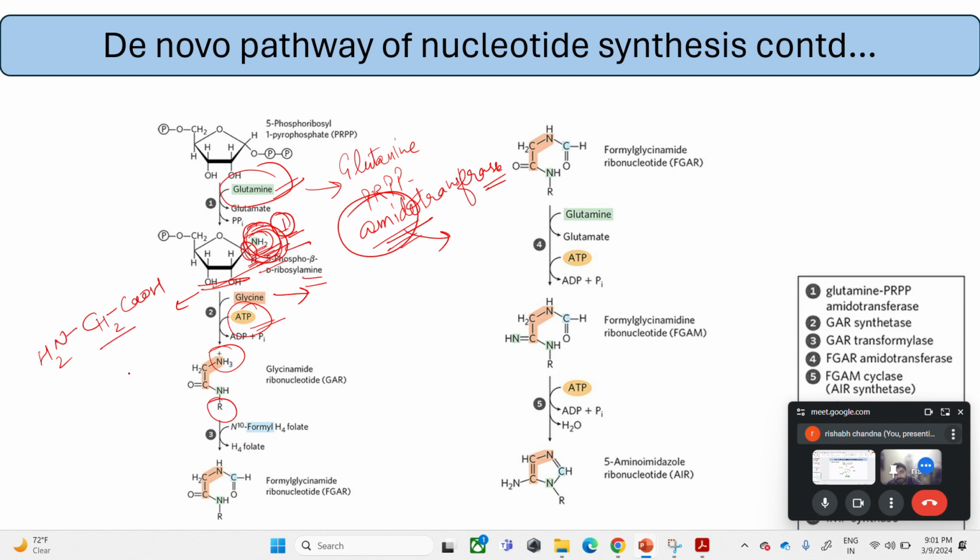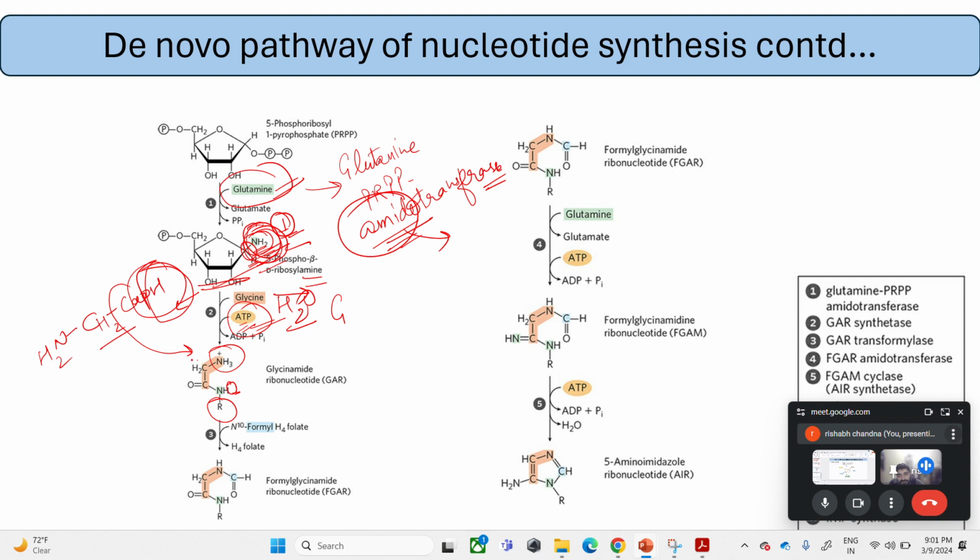CH2. Here the OH is released, and the other moiety is attached to this particular NH, and from here H is released. So a molecule of water is also released here, with the help of ATP. The name of the enzyme is GAR, or glycinamide ribonucleotide synthetase.